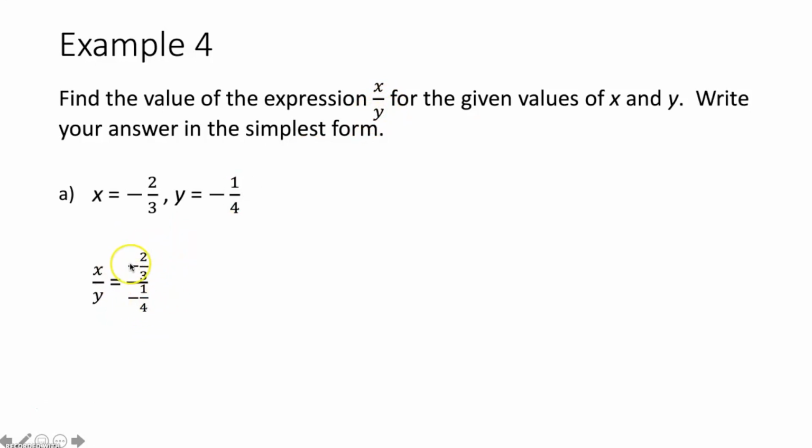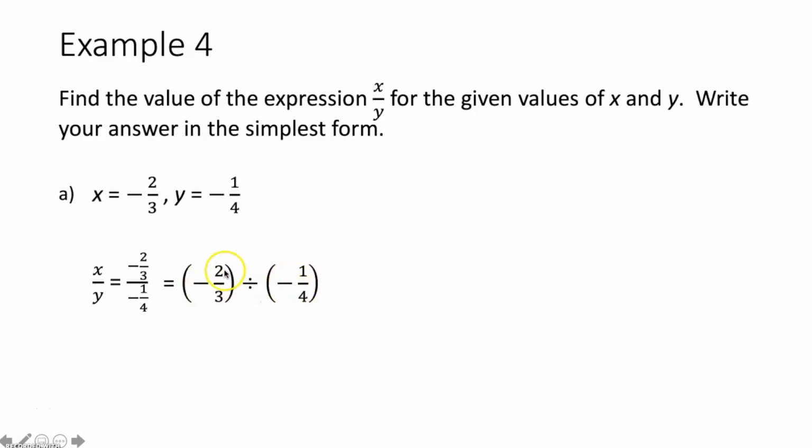Now you see we've created something called a complex fraction, where our numerator and denominator are also fractions. Well, how do I simplify this? Well, it's actually pretty easy. Just recognize that this is the same as negative 2/3 divided by negative 1/4, which we can rewrite like this. Now we know how to divide by a fraction, right? Dividing by a fraction is the same as multiplying by its reciprocal.